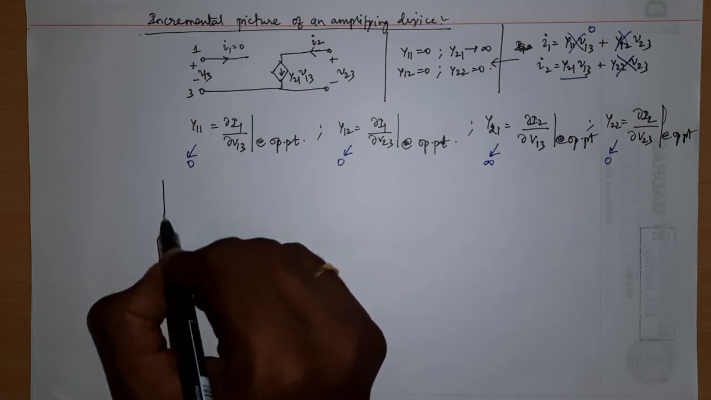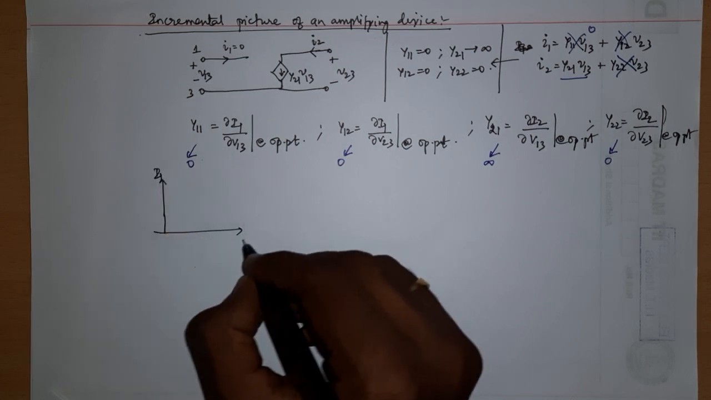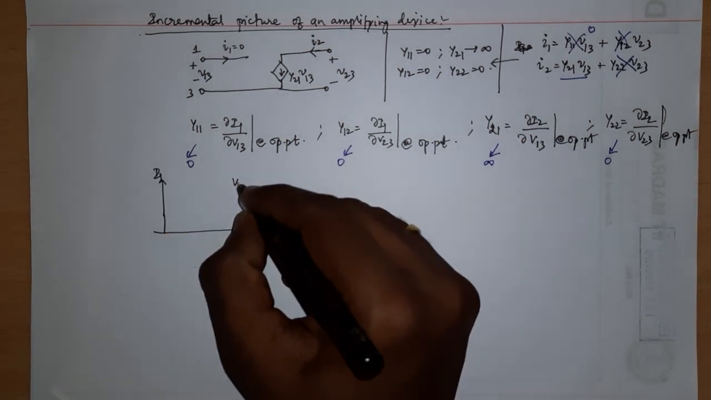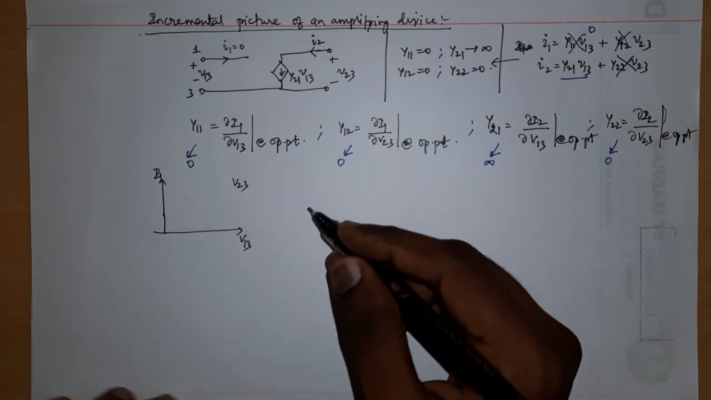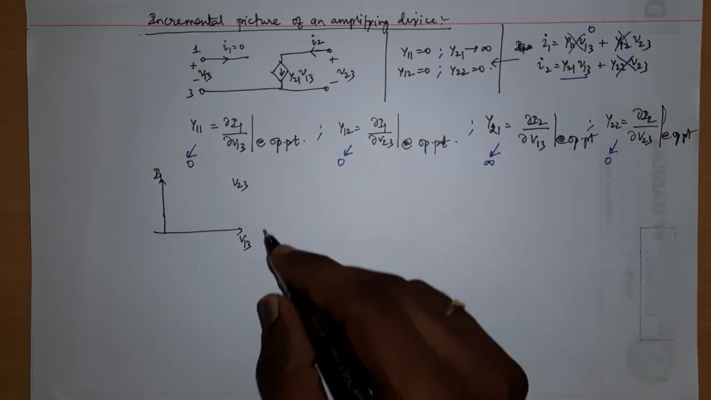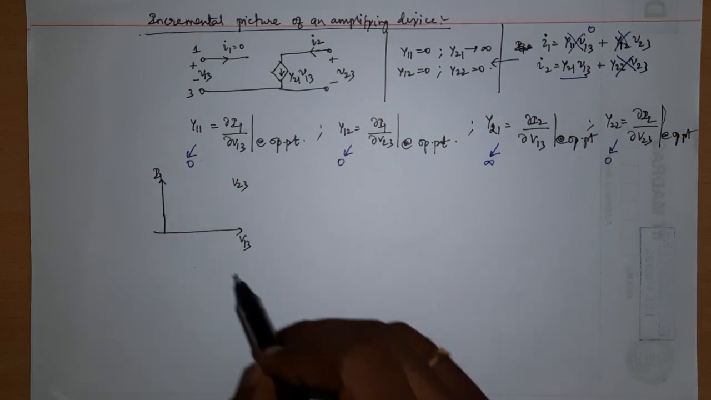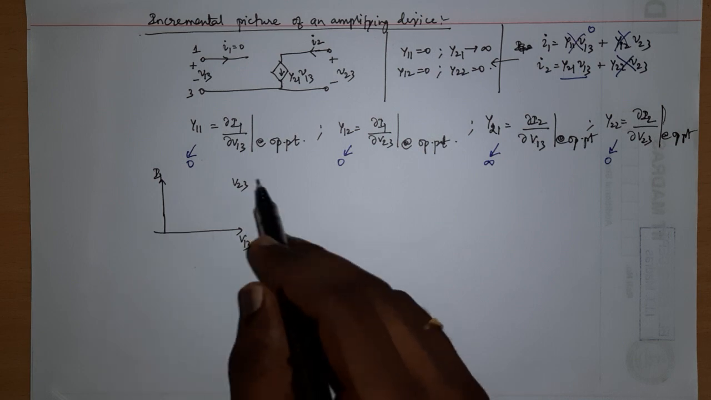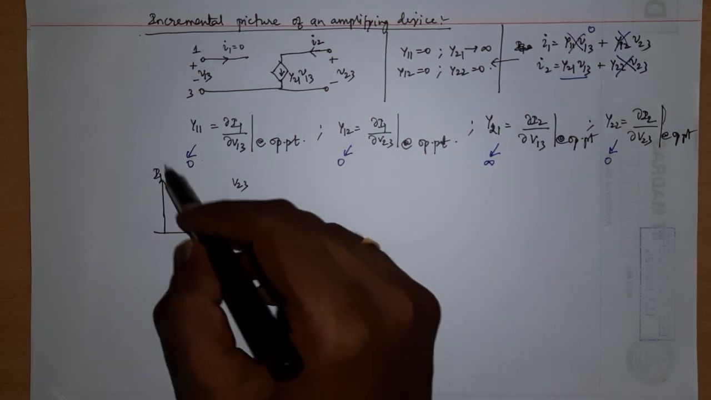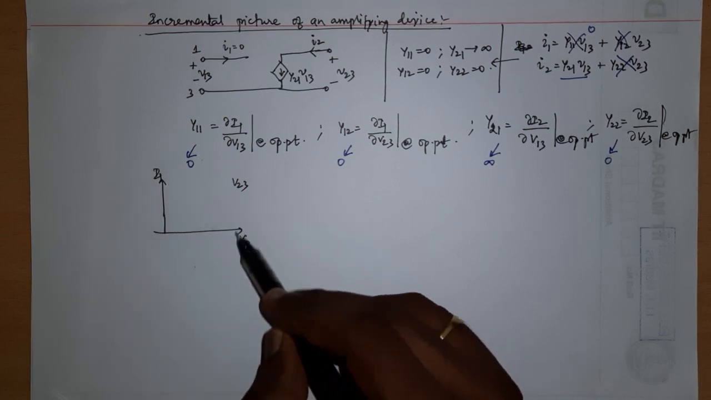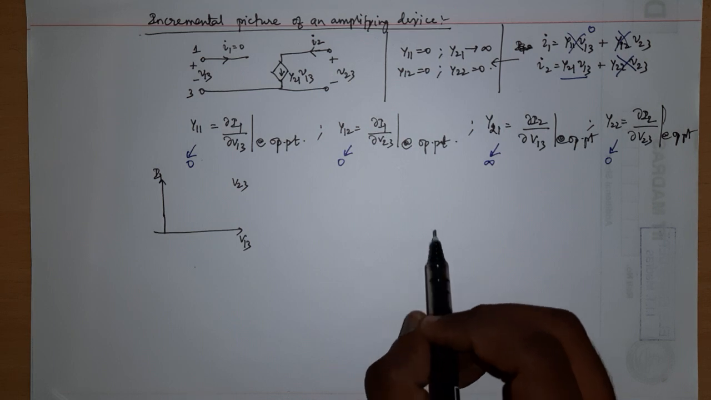So let me first draw I1 versus V13, where V23 will be a parameter. And this is how you draw the two-port input output characteristics, right? You take one voltage versus one current, and then you take the other voltage as a parameter. An independent quantity versus a dependent quantity, and the other independent quantity will be a parameter, right?